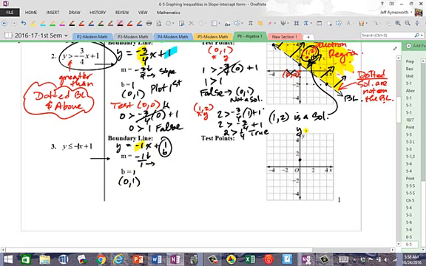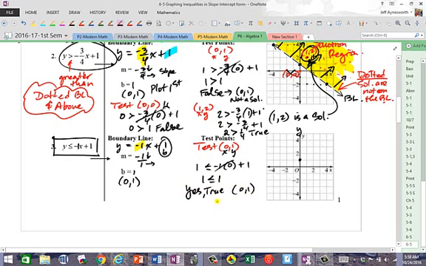All right, and let's test it. So here we go. So test 0, 1. So we're going to put in 0 for x and 1 for y. So is y, just look right here now, okay? 1 less than or equal to negative 1 times the x value, which is 0, plus 1. Is that true? I don't know. Let's simplify. So negative 1 times 0 is 0. And 1, is that less than or equal to 1? And the answer is yes, that's true. All right, so that tells me that 0, 1 is a solution. So now our y-intercept is a solution.